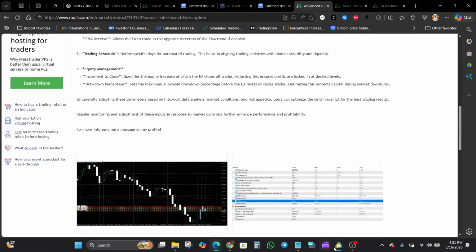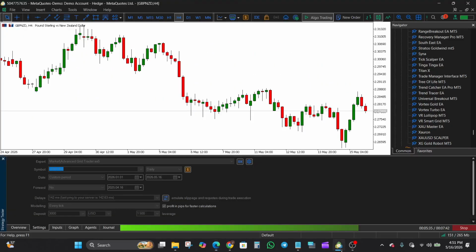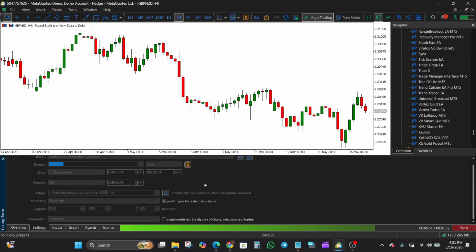All right, so we are running the test on USD/CAD on the daily time frame, the recommended time frame, and for the date, we are running it from the beginning of this year, 1st January 2026 till date, so that we can get reasonable data for the backtesting. And then concerning the delays, we are using the last ping to the server. So when you want to select an option, just select the option of last ping to your server. All right, and then we are using the every tick modeling.